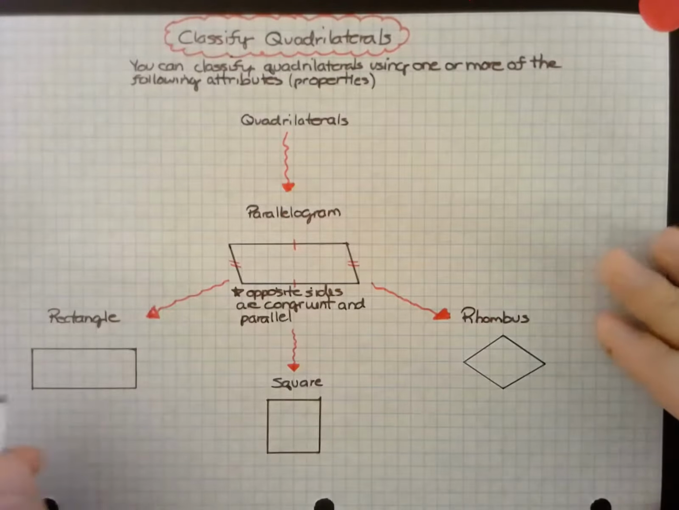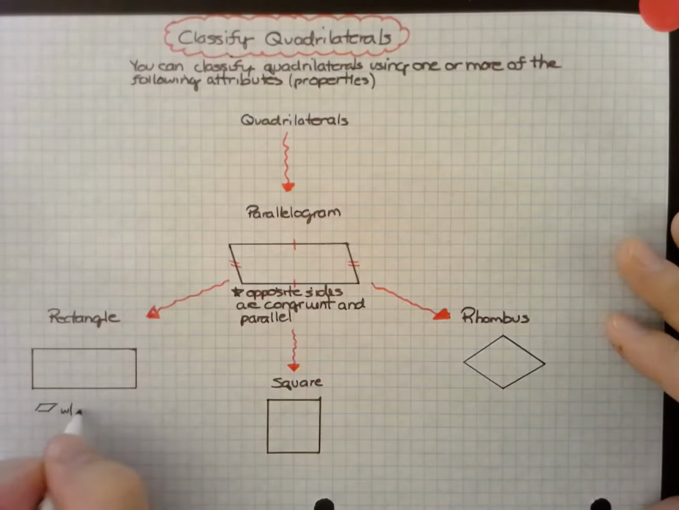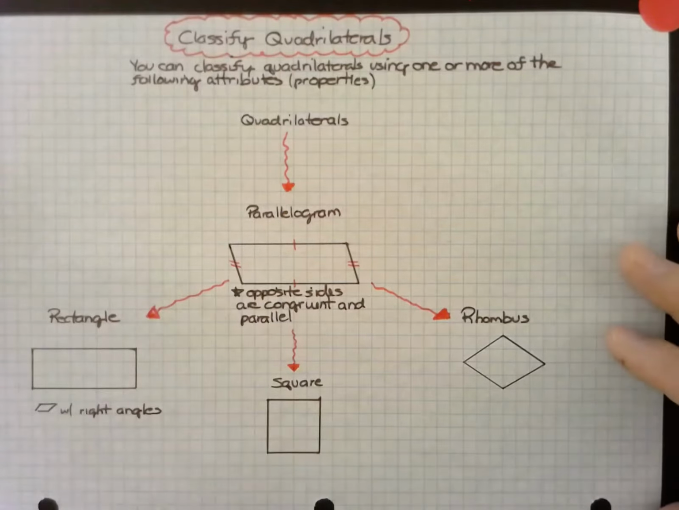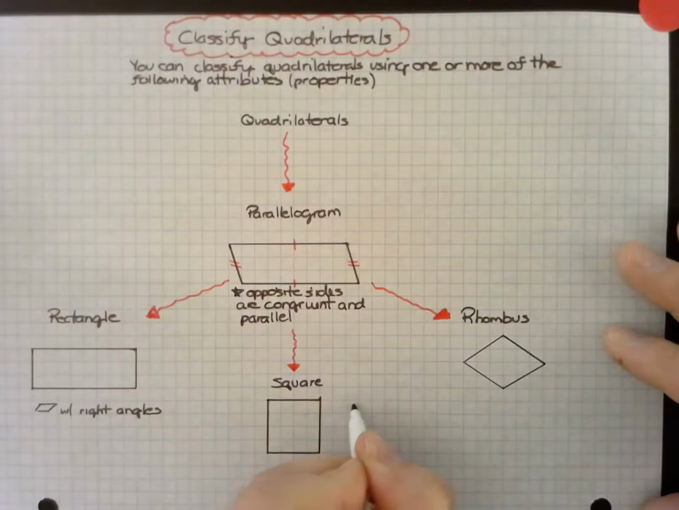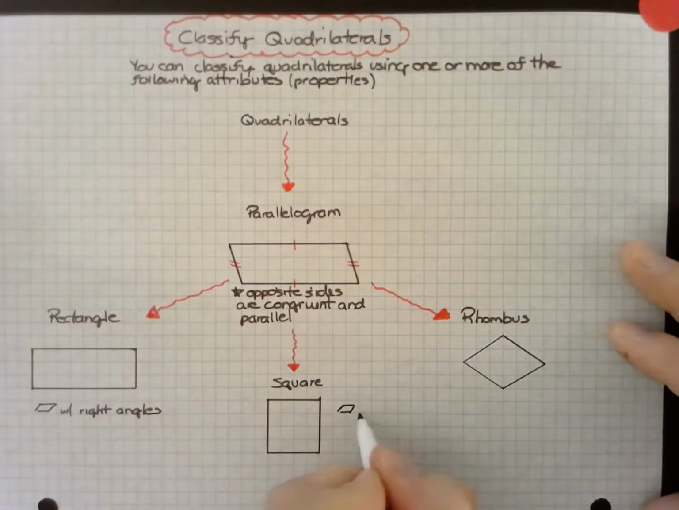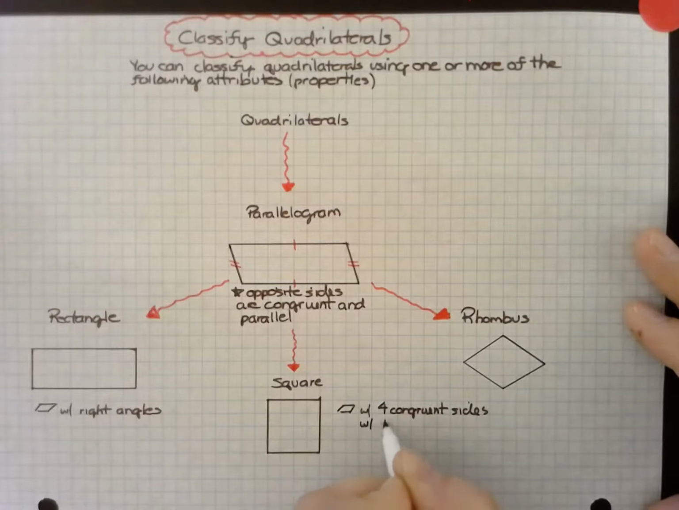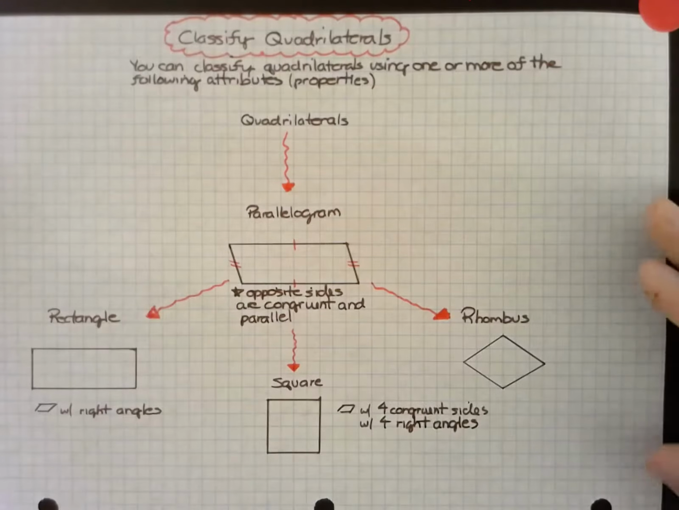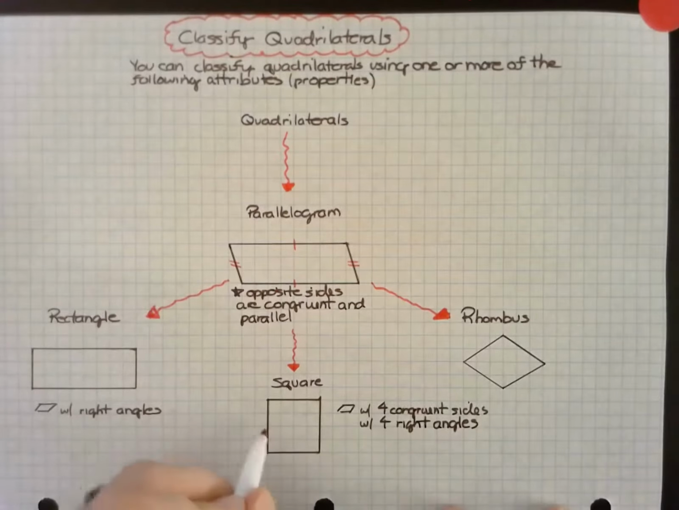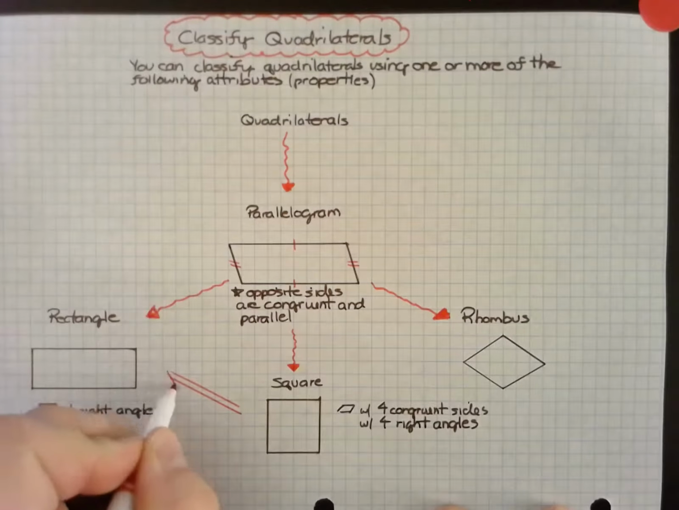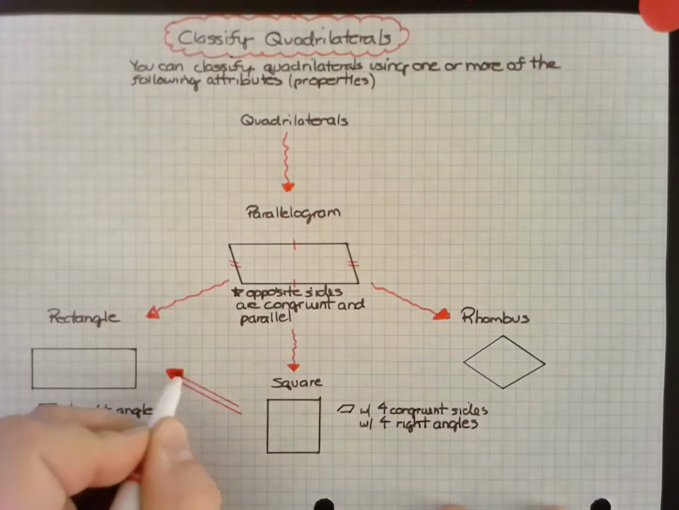So a rectangle is a parallelogram. So I use the parallelogram symbol with right angles. The square is a parallelogram with 4 congruent sides and with 4 right angles. And so we remember that a square is a rectangle, but the arrow does not go the other way. A rectangle is not a square.